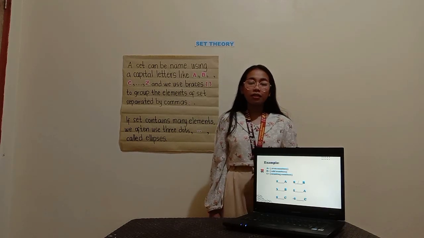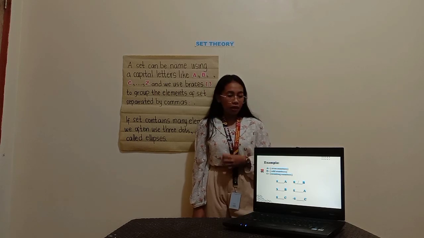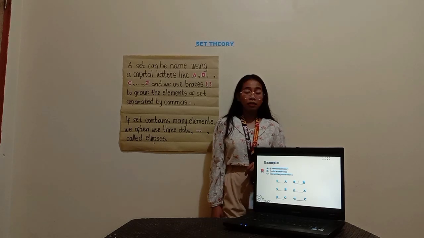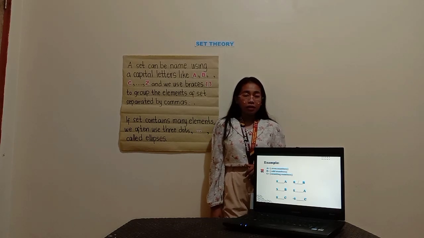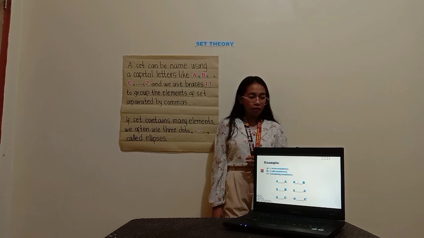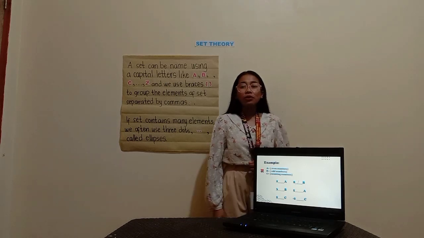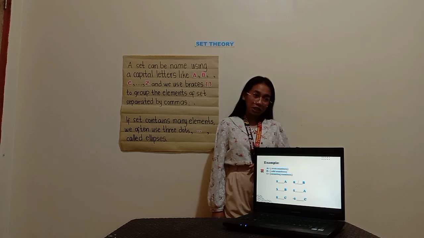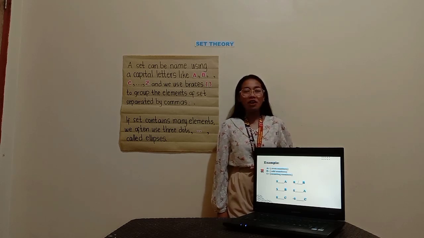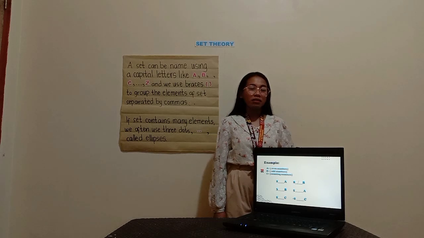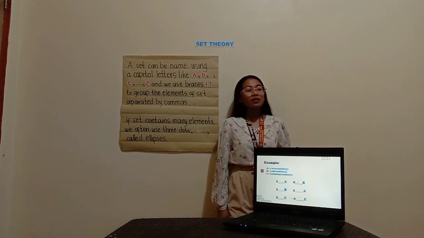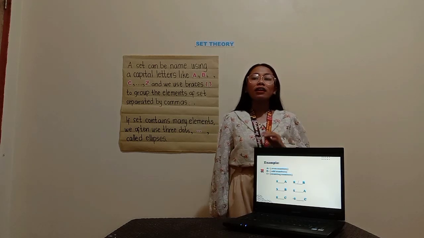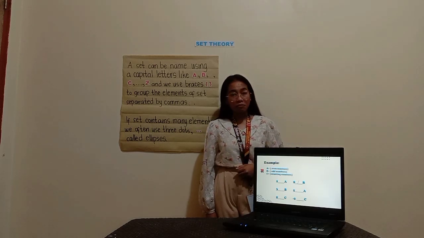Example: A is a set of even numbers, B is a set of odd numbers, and C is a set of counting numbers. I have a question here. Is 2 an element or not an element of A? Yes, there is. So, very good. It is an element of A, because according to the given, A is the set of even numbers and 2 is an even number.